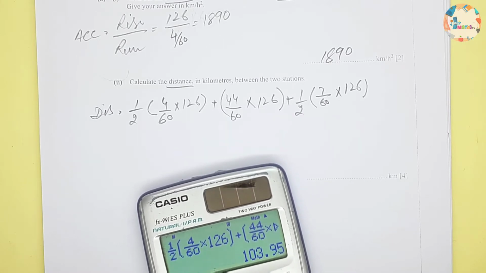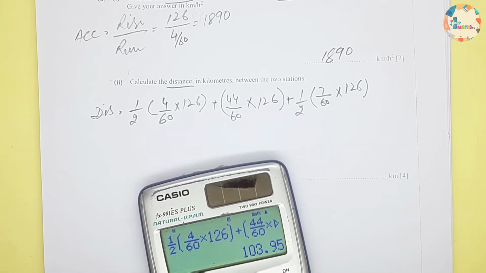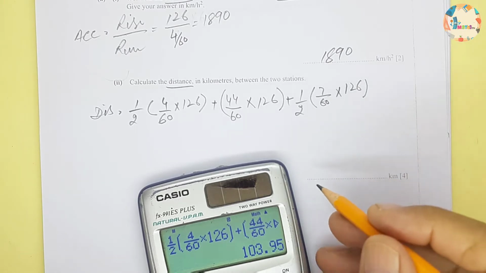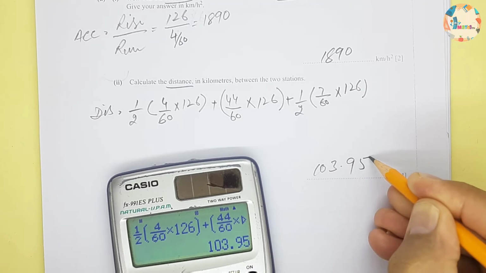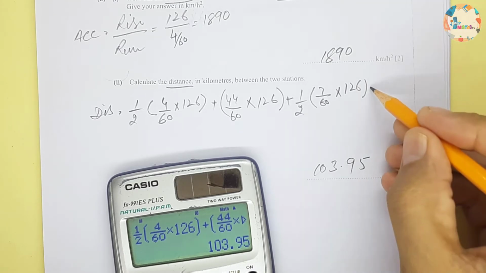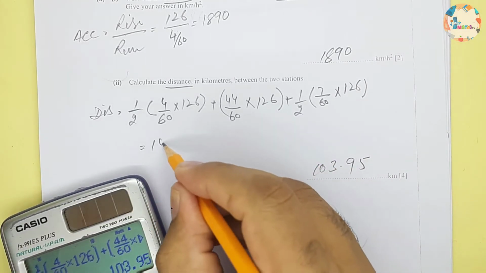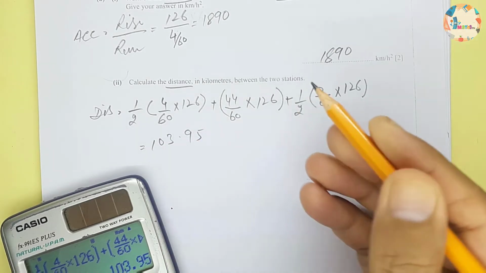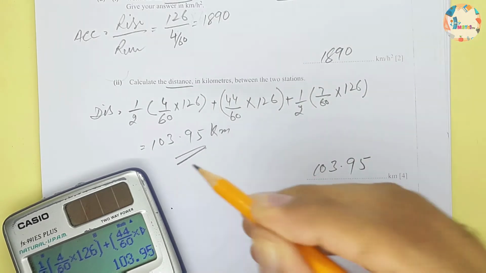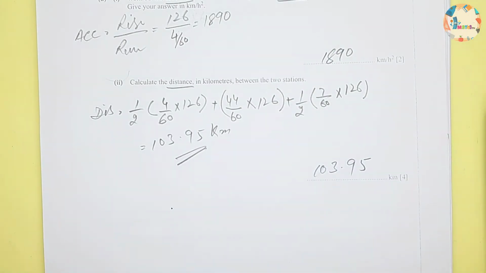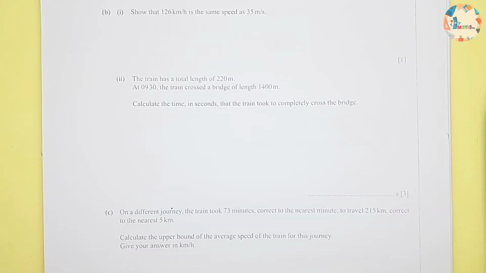I think we have done some mistake, I need to check. No, it's fine, exact answer. 103.95 will be the answer, and we can write here as well 103.95, and this distance will be in kilometers basically. So this is done. Now same question, B part.